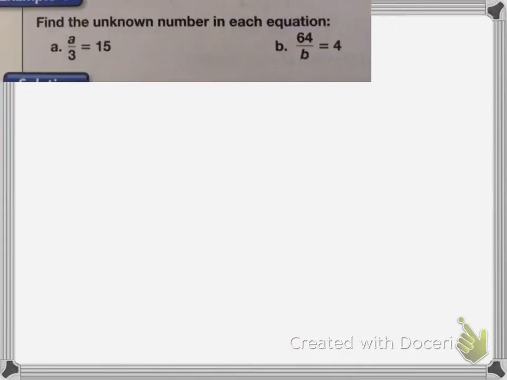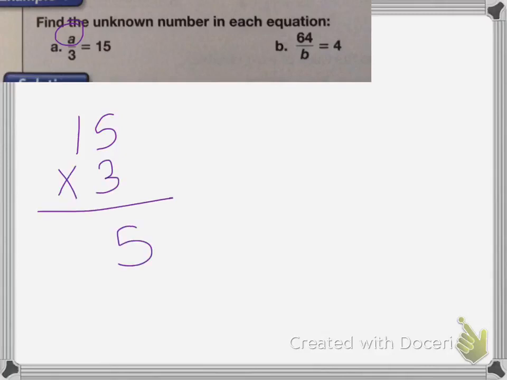Now with division, again, you're going to have to either divide or multiply depending on which number is missing. So if the number here on top is missing, okay, that's the dividend, you're going to multiply the two other numbers to find the missing number. So the number on top, which is the dividend, you're going to multiply. So we're going to do 15 times 3. 3 times 5 is 15, carry the 1. 3 times 1 is 3, plus 1 is 4. So A equals 45. Again, to check, you do 45 divided by 3 and see if that equals 15, which it does.